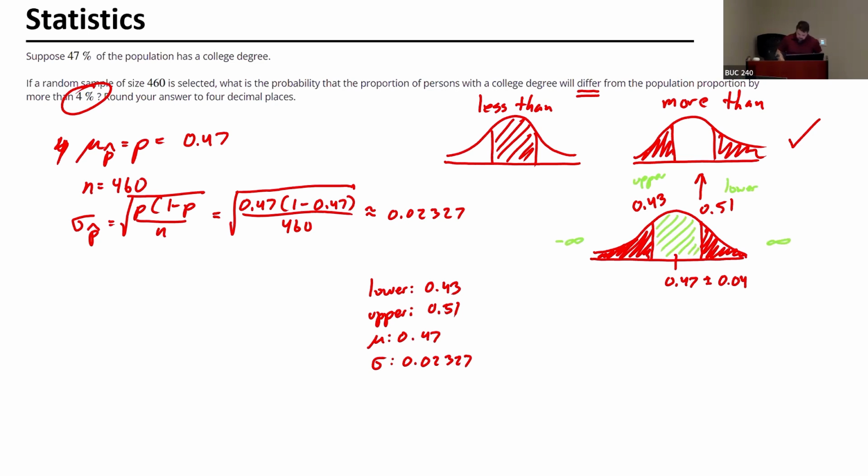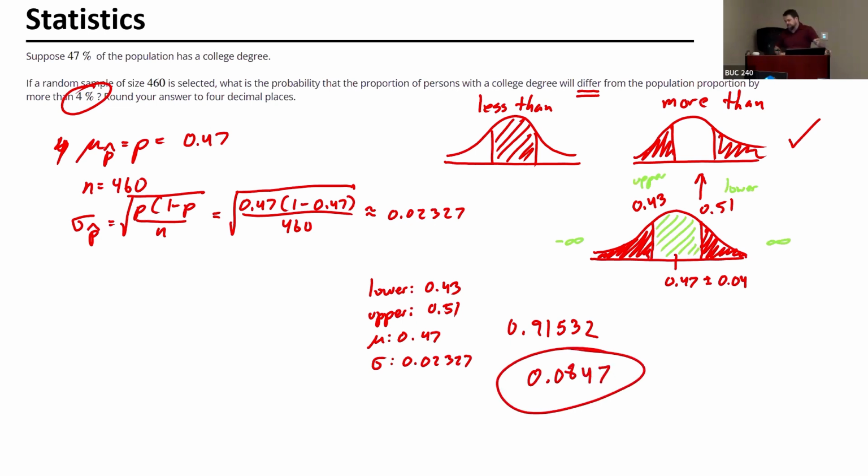And I get 0.9153. Now I'm going to one more decimal place because remember my final answer is going to 4, but is that my answer? That's not the area I'm looking for. I'm actually looking for what? The complement of that, because I'm looking for the tails. So I hit 1 minus, hit answer, and then I get my actual answer of 0.0847.